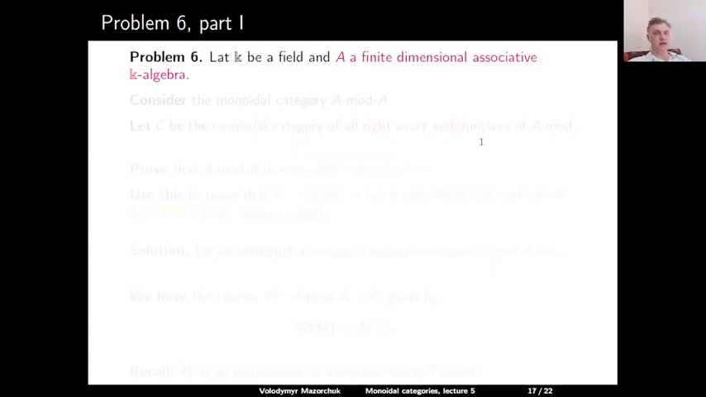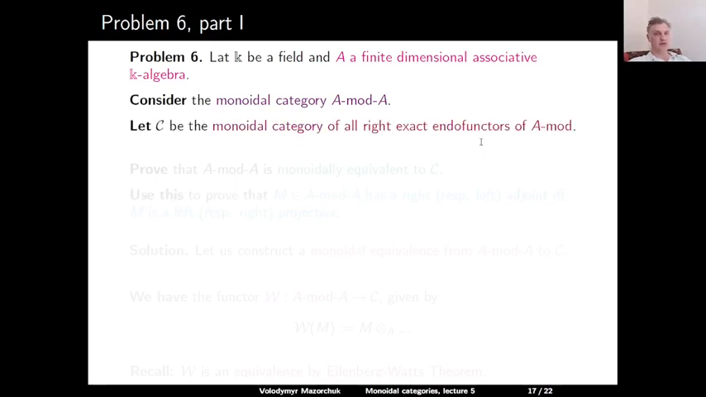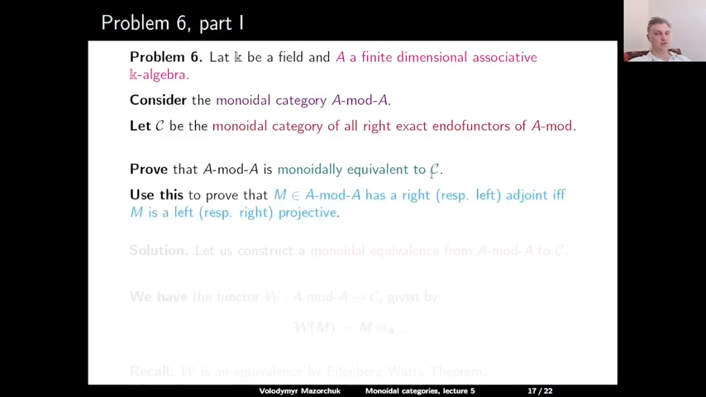Problem 6. Let K be a field and A a finite dimensional associative K algebra. Consider the monoidal category of all finite dimensional AA bimodules. Let C be the monoidal category of all right exact endofunctors of A mod. Prove that the category of all AA bimodules is monoidally equivalent to C. Use this to prove that an AA bimodule M has a right, respectively left adjoint, inside the category of AA bimodules, if and only if M is left, respectively right, projective.